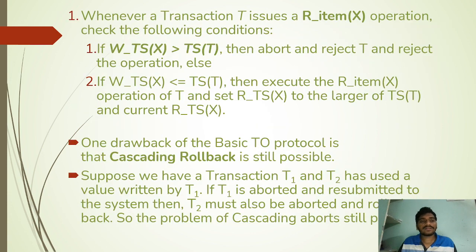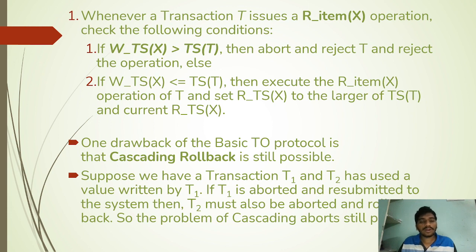In the second case, whenever a transaction T issues a read_item(X) operation, check the following conditions. First, if WTS of X is greater than TS of T, then abort and reject T and reject the operation. Else, if WTS of X is less than or equal to TS of T, then execute the read_item(X) operation of T and set RTS of X to the larger of TS of T and the current RTS of X.